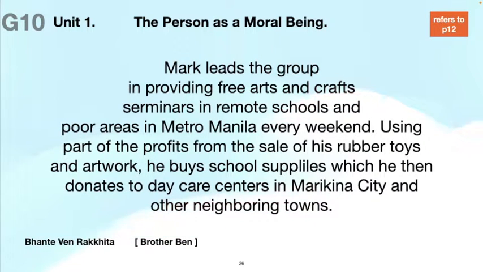Mark leads the group in providing free art and crafts seminars in remote schools and poor areas in Metro Manila every weekend. Using part of the profits from the sale of his rubber toys and artwork, he buys school supplies, which he then donates to daycare centers in Marikina City and other neighboring towns.